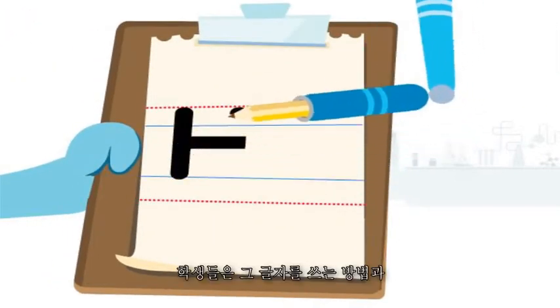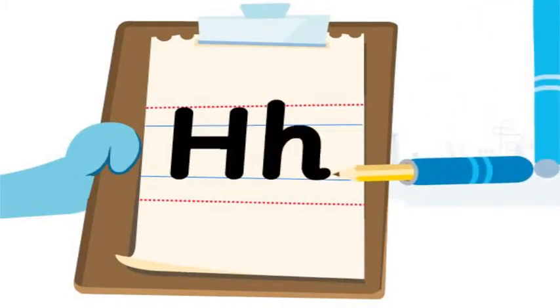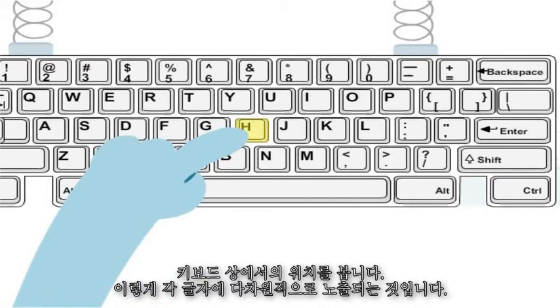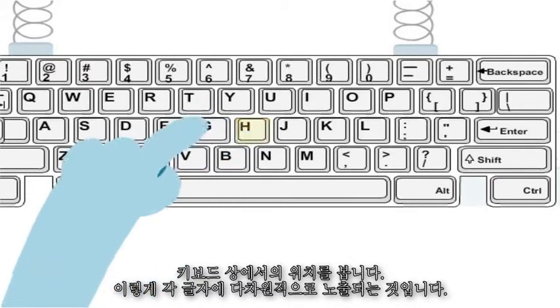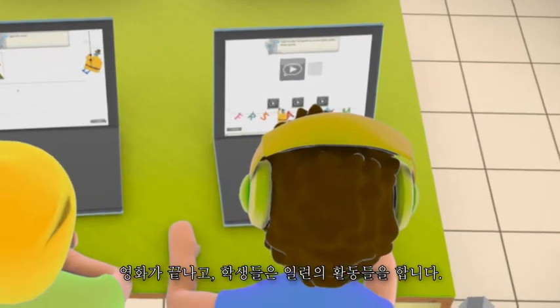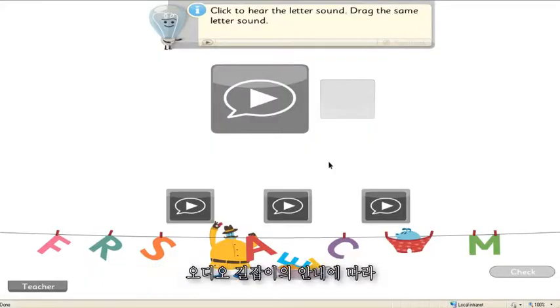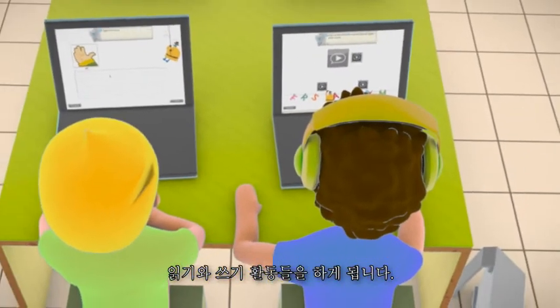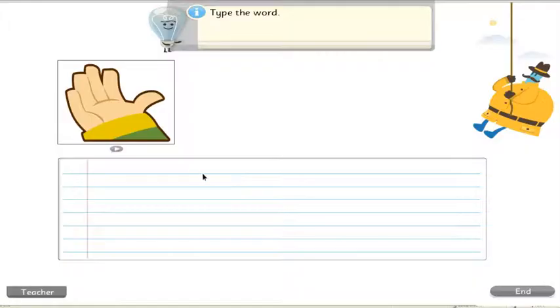Students watch how to write the letter and where to find it on the keyboard, thus receiving a multidimensional exposure to each letter. After the movie, students work through a set of activities leading from audio prompts, H, H, to reading and writing activities. Hand.